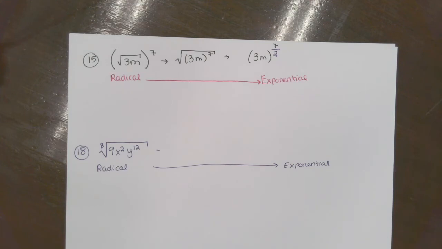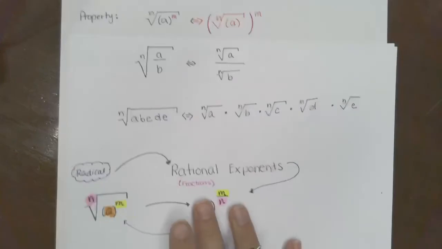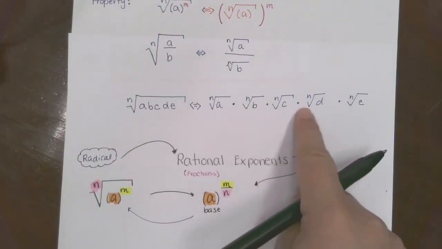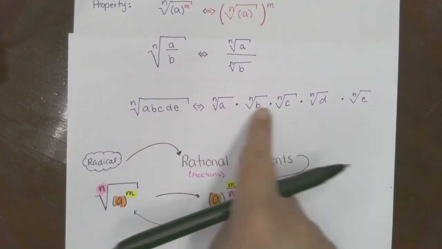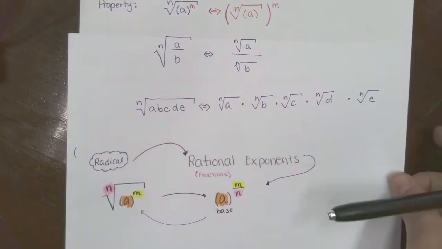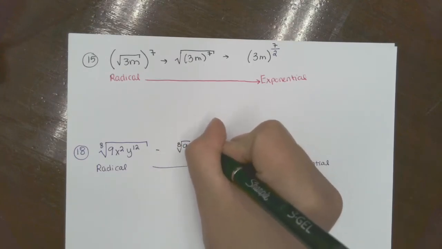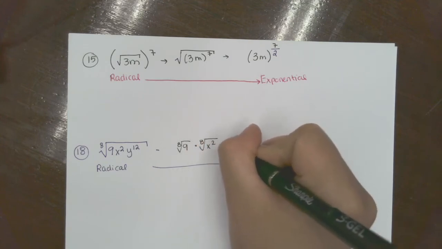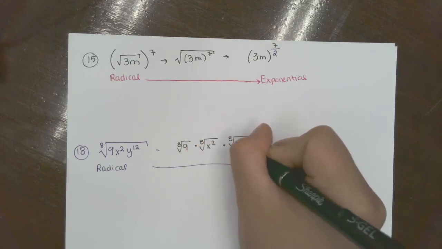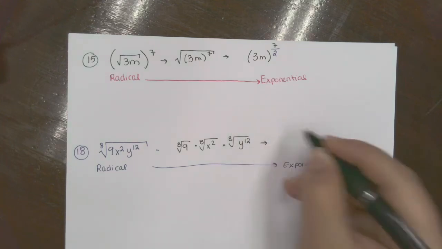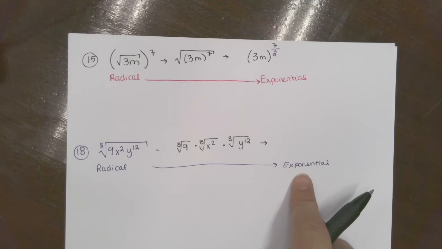That is your choice. So for example, if we were to use one of our properties first, here's our property right here that says, hey, we can just separate things out into its own radical. So this is the one that I'm going to be using. Separate things out into its own radical. So we have the 8th root of 9 times the 8th root of x squared times the 8th root of y to the 12th power.